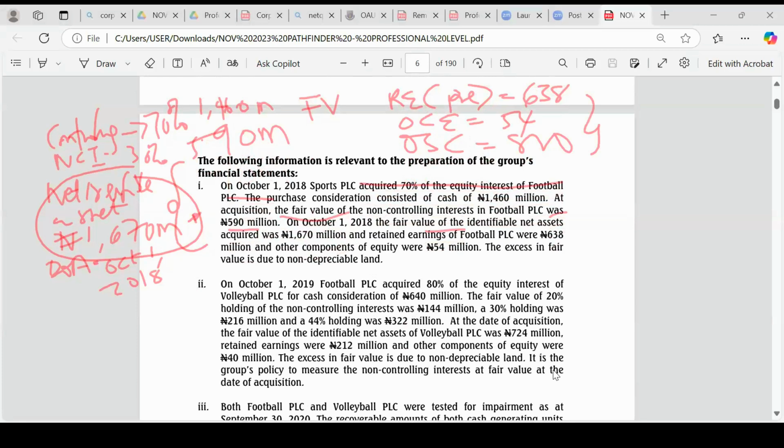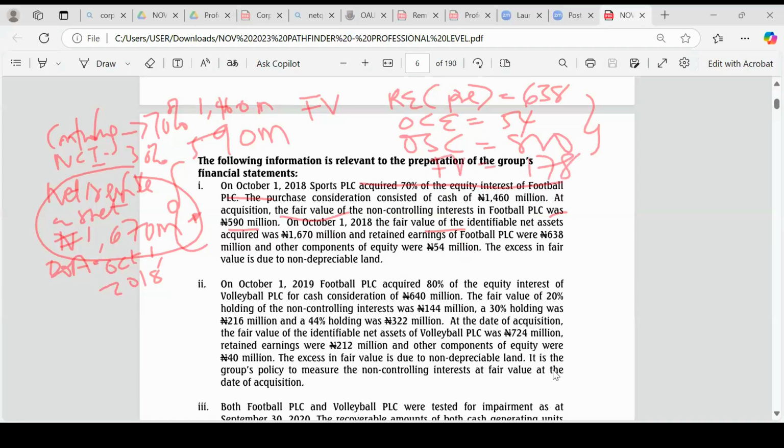Now, the excess fair value they are referring to will be the difference between this 1.6 billion and whatever this totals. If you do 638 plus 54 plus 800, you get 1492. Take that away from 1670, you immediately have 180. So I know the value is 178.